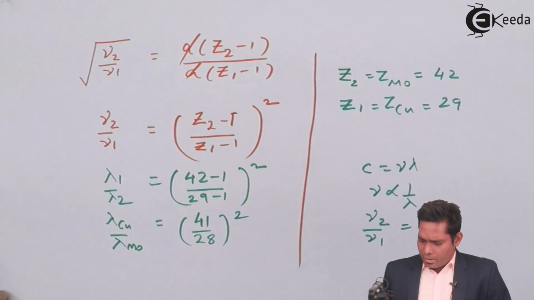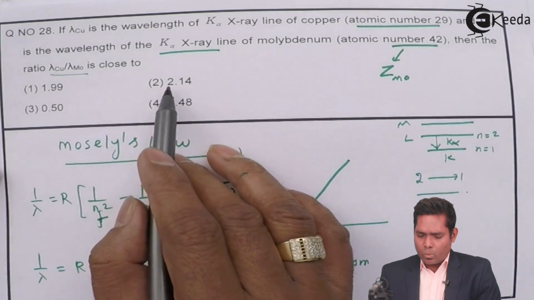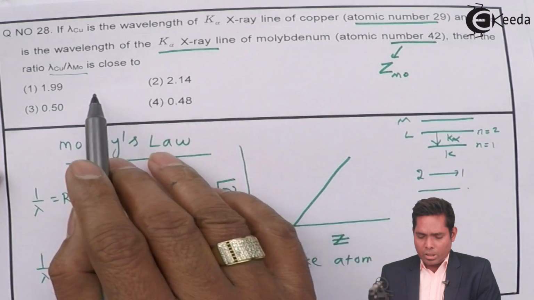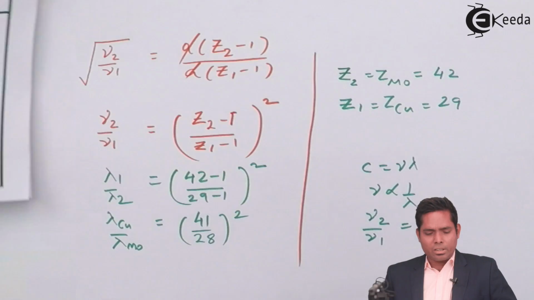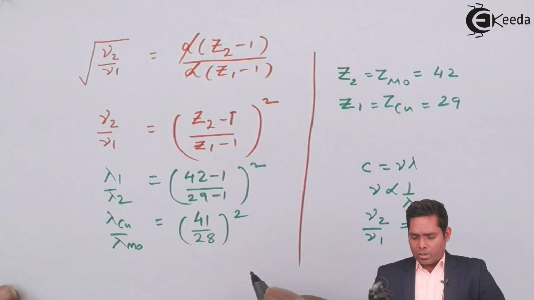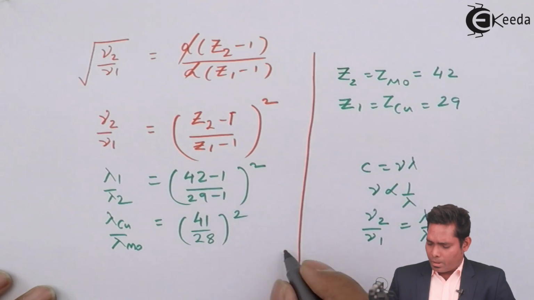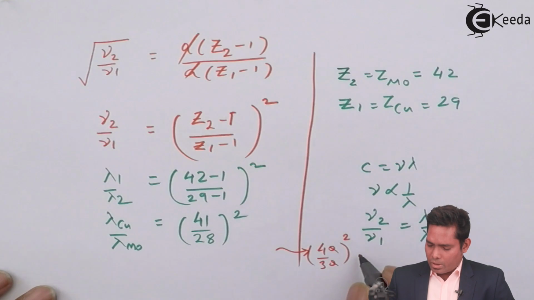If I see the options, it is 1.99 and 2. These are very close numbers, and also 0.5 and 0.48. These are very close numbers. But let us try with the approximation, then we'll apply the logic. If I consider this as 30 and this as 40, then this will be approximately 40 by 30 square. So this is 4 by 3 square, which is 16 upon 9.